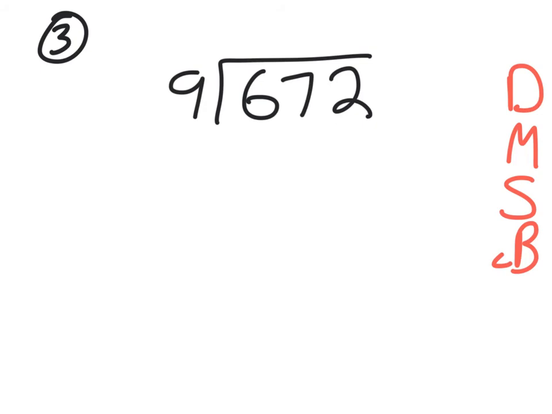Alright, let's see how I did. 9 does not fit into 6, but 9 fits into 67. Let's see, 9 times 7 is 63. 9 times 8 is 72, so that's too many. 9 times 7 is 63. Subtract. So I divided. 9 goes into 67 7 times. I multiplied. 7 times 9 is 63.